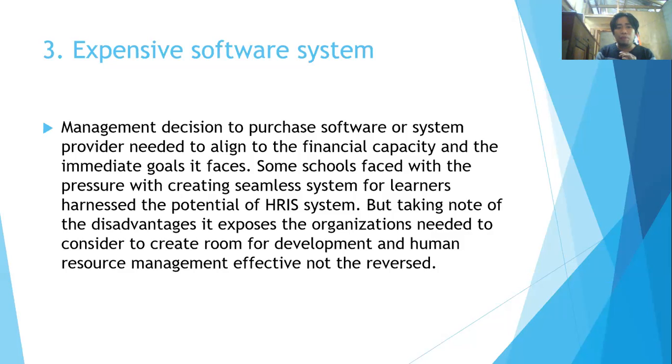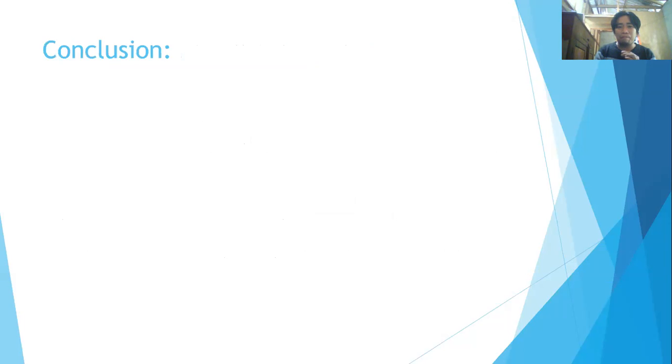Some schools, faced with the pressure of creating a seamless system for learners, harness the potential of an HRIS. But taking note of the disadvantages, the organization needs to consider and create room for development, and make human resource management effective, not the reverse. That is why administrators need to weigh the financial capacity, because if it's too expensive and doesn't align with the overall vision or goals of the institution, it will defeat the purpose of having an HRIS.